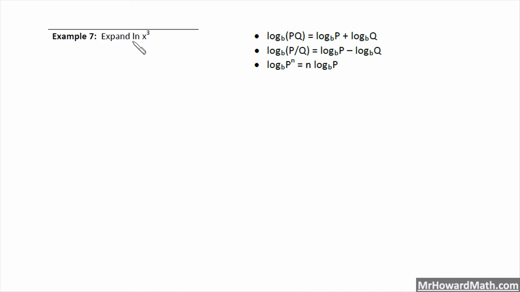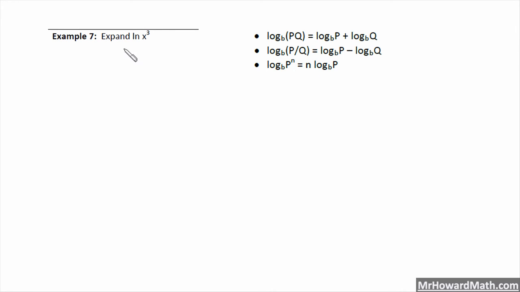All right, 7, expand ln of x cubed. So ln, remember, is the natural log. It could also be written this way, log base e of x cubed. This is the most common, so that's the way we're going to leave it. But I just wanted to remind you that ln just means log base e. That's all it means.